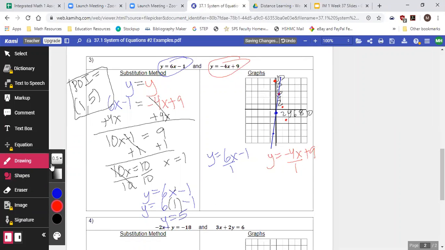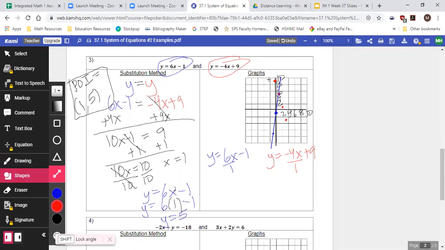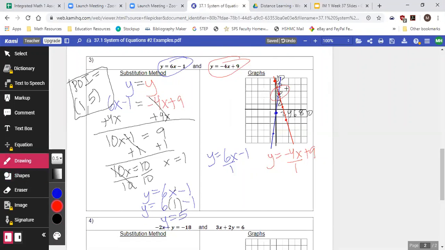Then you connect your points, and you should get a line that looks something like that. And the point of intersection is right here. Whoops, wrong tool. Point of intersection is right here, and that looks to be at 1, 5, which matches with the substitution method. Any questions?